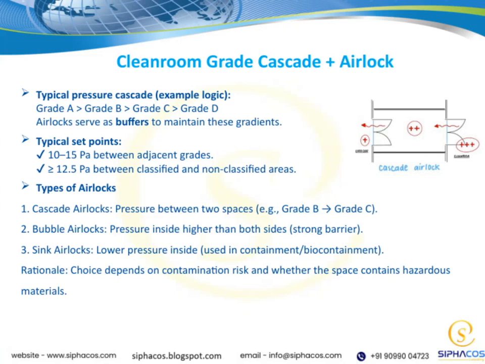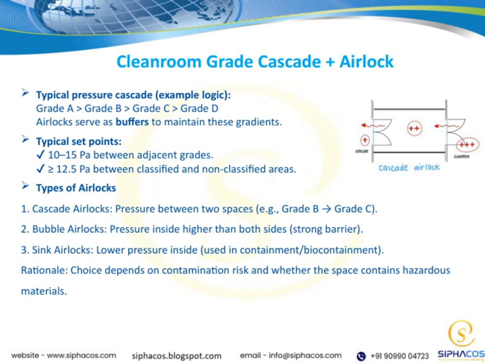Let's talk about the cleanroom grade cascade and airlock system. Typically, we establish a pressure cascade, which means we have a hierarchy from grade A down to grade D. The idea is that pressure is maintained in such a way that the cleaner areas are kept at higher pressure than the less clean areas. For example, grade A is at the highest pressure, followed by grade B, then grade C, and finally grade D. Airlocks play a crucial role here because they act as buffers, helping us maintain these pressure gradients. The typical pressure difference set points are around 10 to 15 pascals between adjacent grades, and at least 12.5 pascals between classified and non-classified areas.